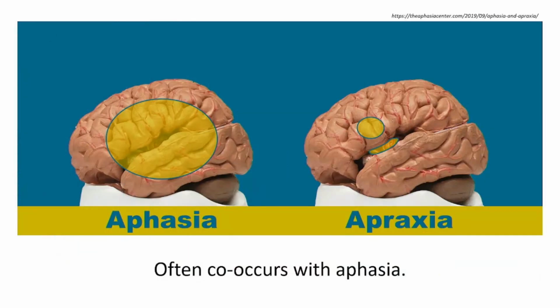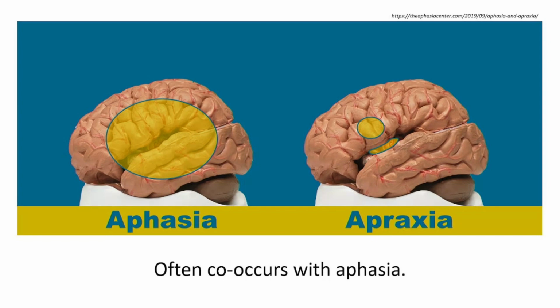And in terms of neuroanatomy with stroke, apraxia of speech can often occur with aphasia. That's because of where the motor cortex is in the brain. It's right next door to the language centres. So they can occur in isolation, but they can also occur together depending on the nature and the extent of the stroke.